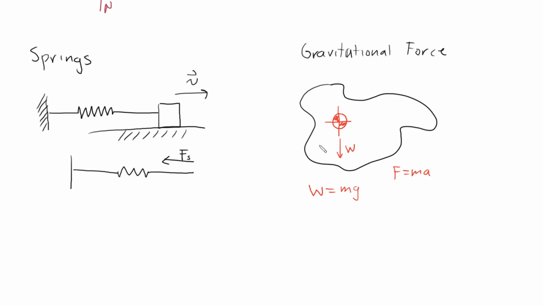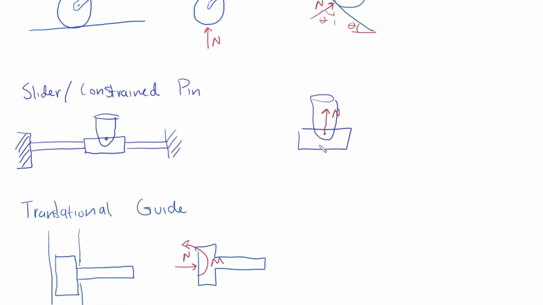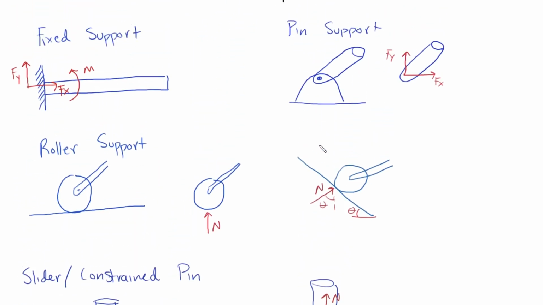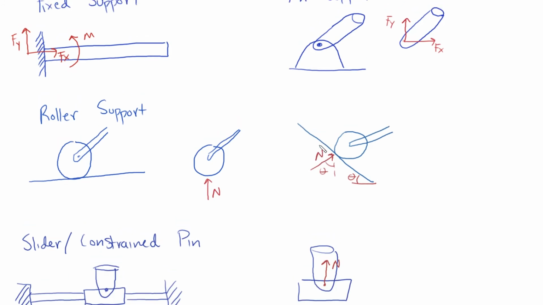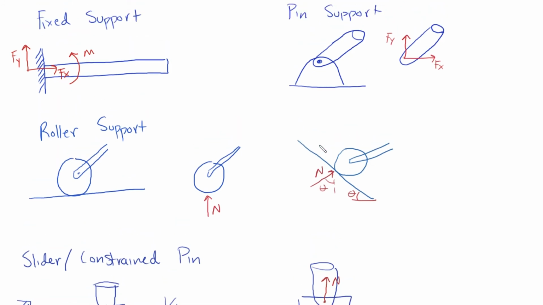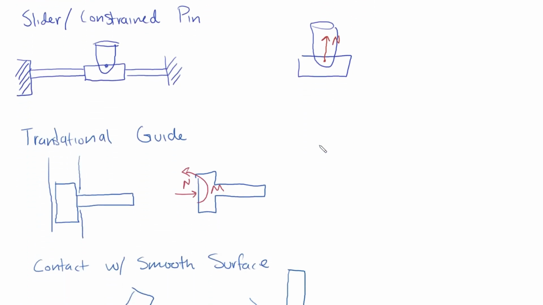So these are all the reaction forces of various components in statics, and some of these are intuitive, some of these are not. So just have these in mind when you solve problems. One of the most common ones are pin supports and roller supports, and just keep those in mind when solving problems once again.